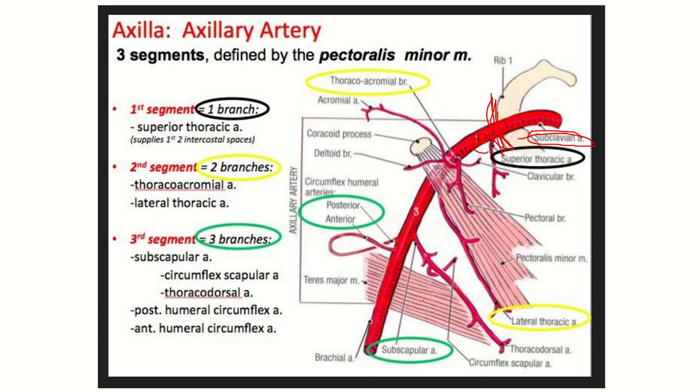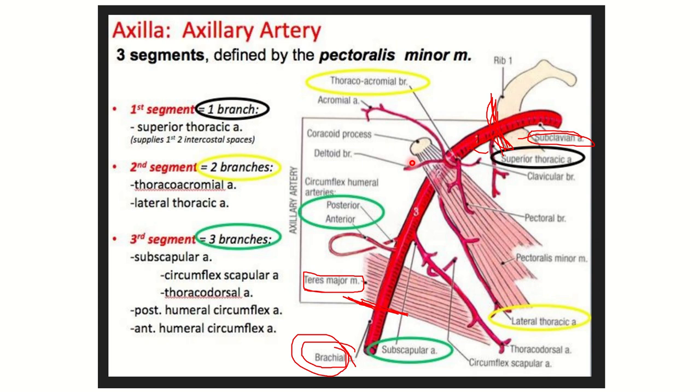That muscle is the teres major muscle, and after passing the teres major muscle, the axillary artery ends. That means at the lower border of the teres major muscle, the axillary artery ends, and it continues as the brachial artery, which supplies the arm. So we can see the axillary artery starts at the outer border of the first rib and it ends at the lower border of the teres major muscle.